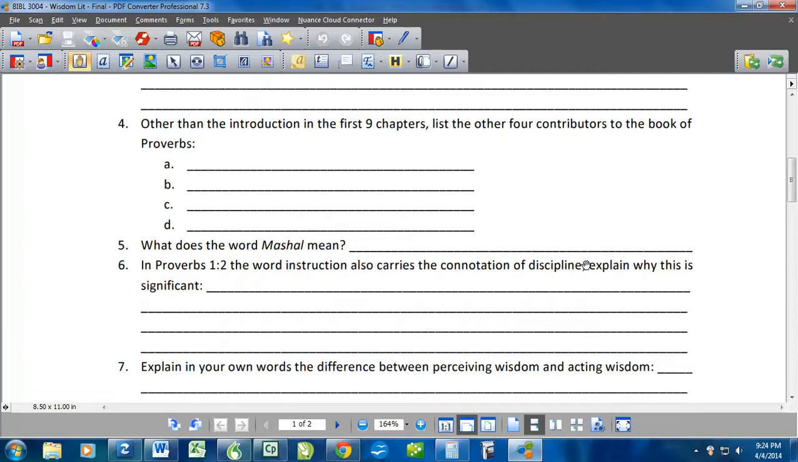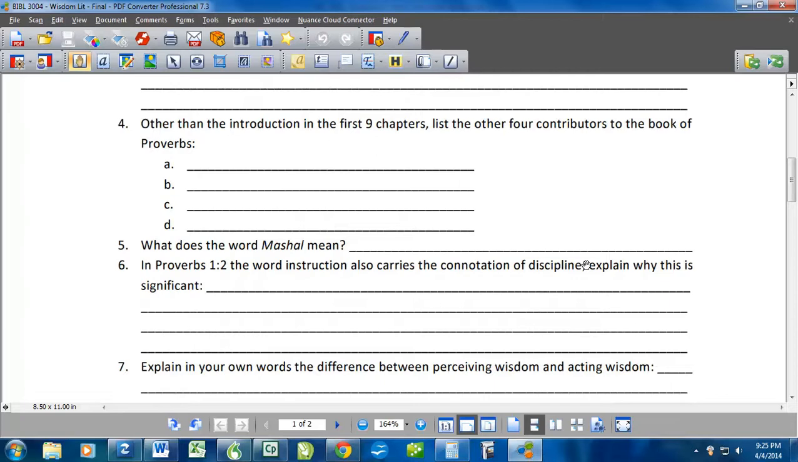And then for the 4th thing, it's not an individual, but there is a section that says these are the collections of the sayings of the wise, right? So that is kind of like a catch-all. So I want that one in there too. So Solomon, Agur, King Lemuel, and the sayings of the wise. Number 5, what does the word mashal mean? That means to be like.